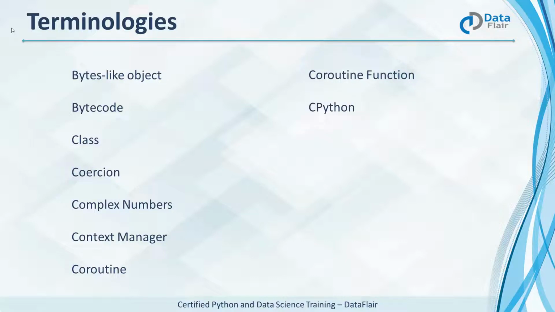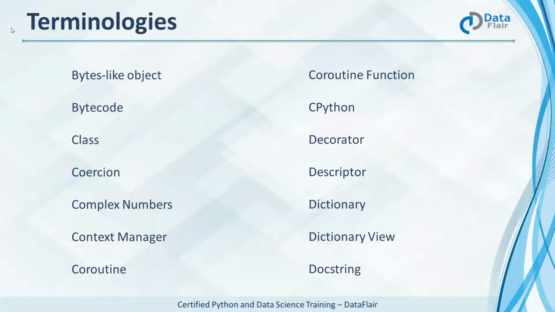CPython is the canonical implementation of Python in C. A decorator is a function that returns another to add functionality to it without modifying it. If an object defines the methods __get__, __set__, or __delete__, we call it a descriptor. A dictionary holds key value pairs, and a dictionary view is an object returned by the keys, values, or items methods. A docstring is a string literal explaining the functionality of a class, a function, or a module.